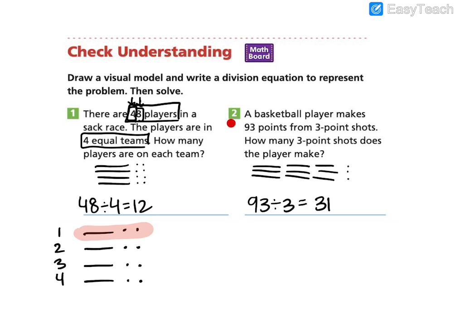Okay, so the same thing goes for our second one. This is 12 players. So each player makes 31 shots. Okay, same thing. This would be our 3 that we're dividing by. 1, 2, 3. Okay, and we distribute our 10s and then our 1s.